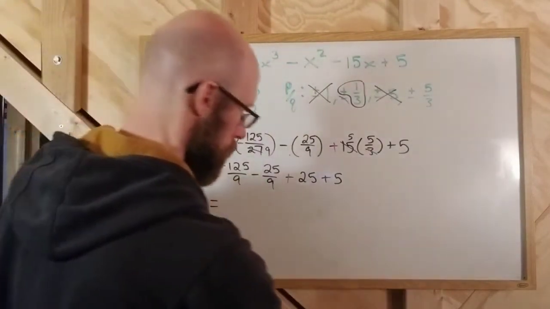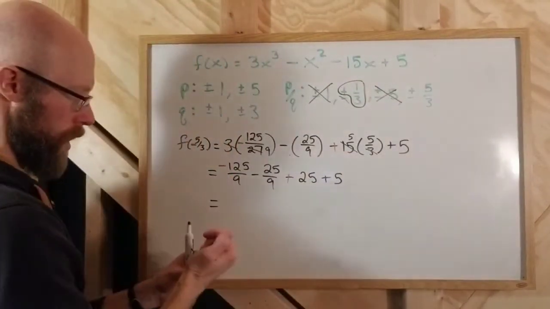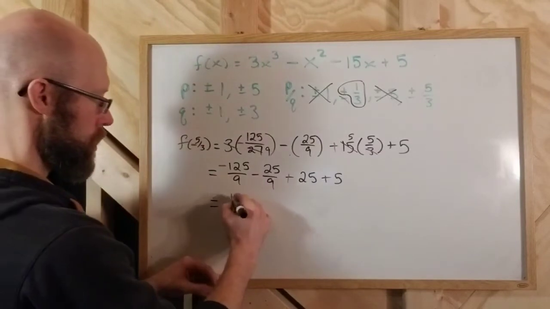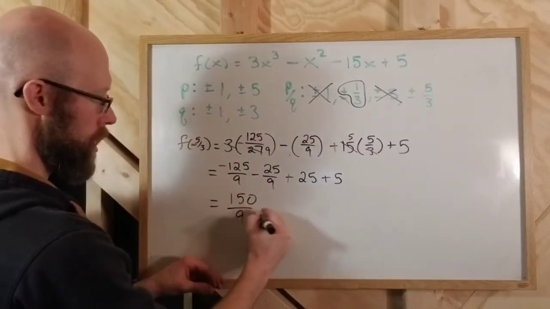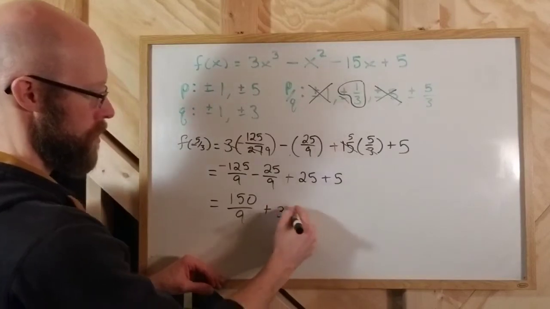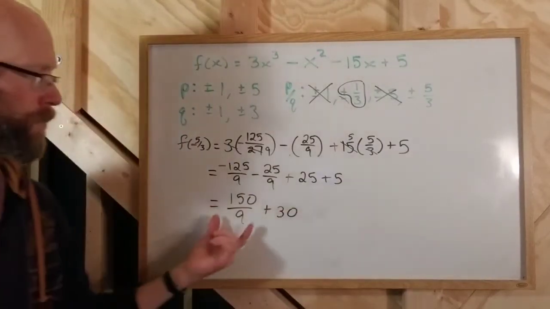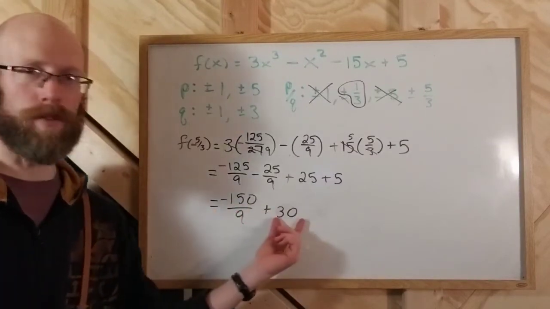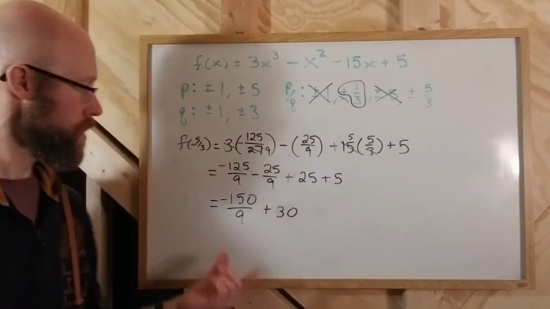Let's see. So that combination would be negative 150 over 9 plus 30. Well, 150 over 9 would have to equal 30 for that to drop off, and it doesn't.